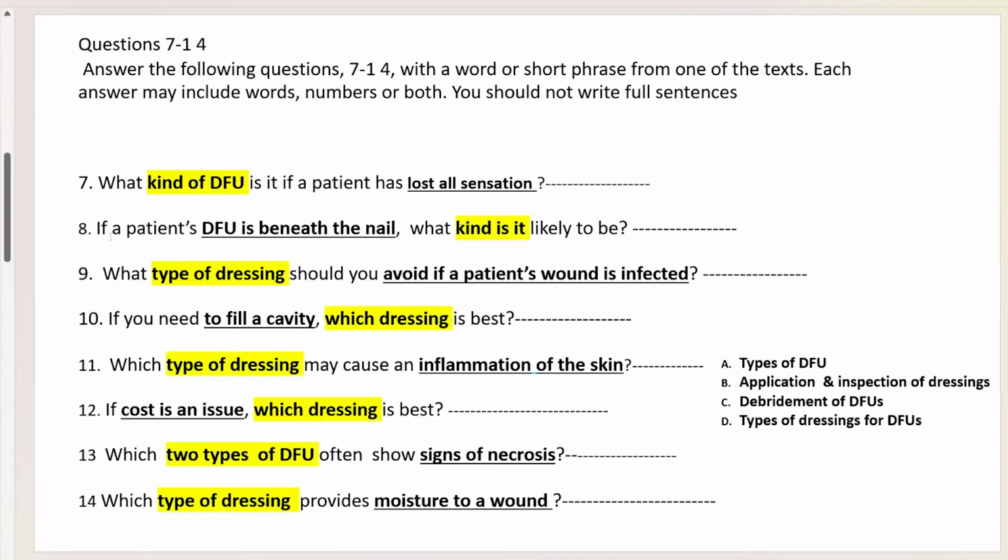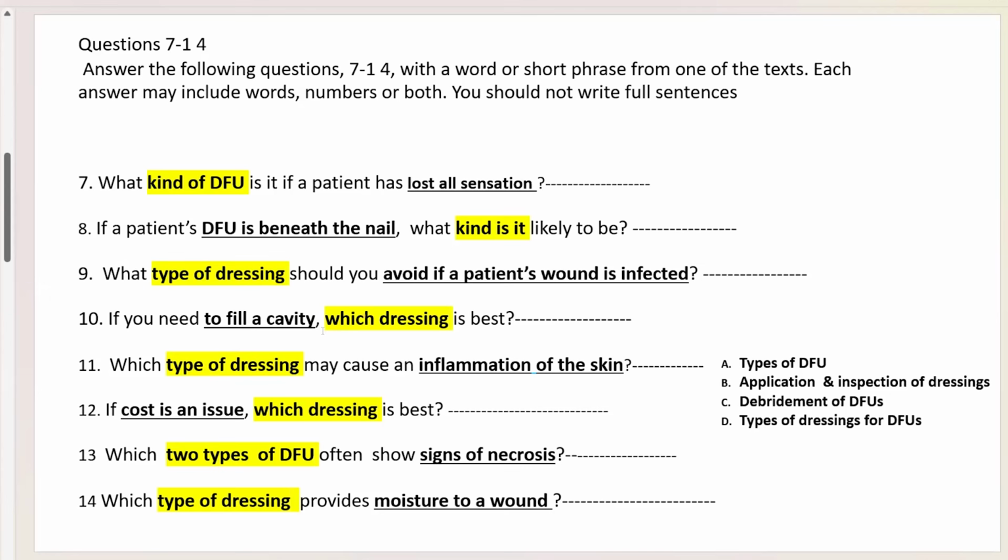I'll just show the keywords first. Now, if a patient's DFU is beneath the nail, what kind is it likely to be? Again, it will be from the types of diabetic foot ulcer. Next one, ninth one, what type of dressing should you avoid if the patient's wound is infected? The key phrase here is type of dressing. So you can easily identify it is text D. We know the focus. The sequence is types of diabetic foot ulcer, application, debridement, and types of dressing. So it is from the types of dressings for DFUs.